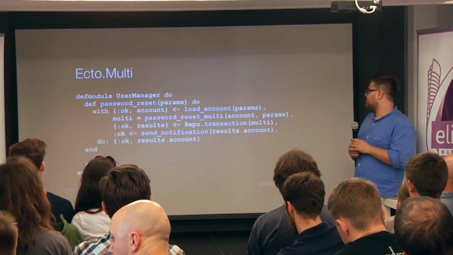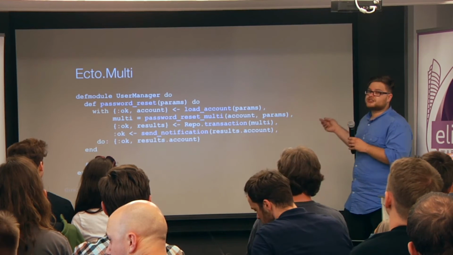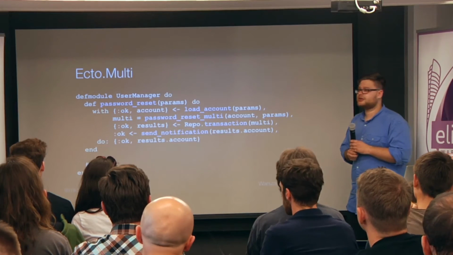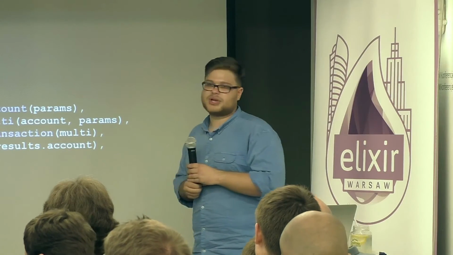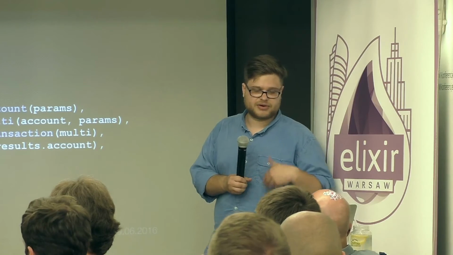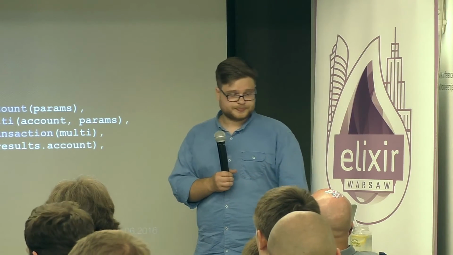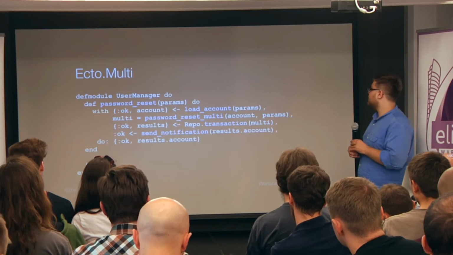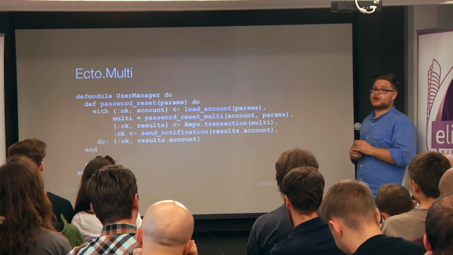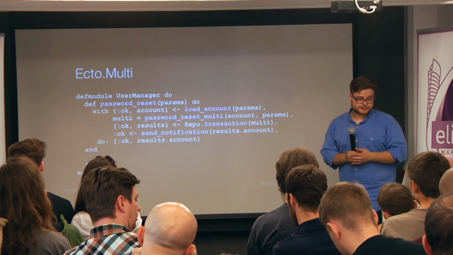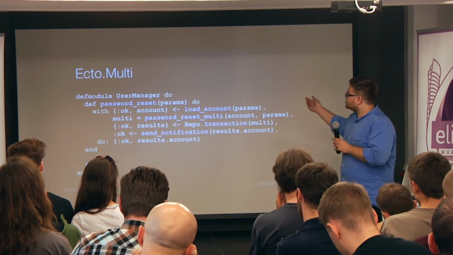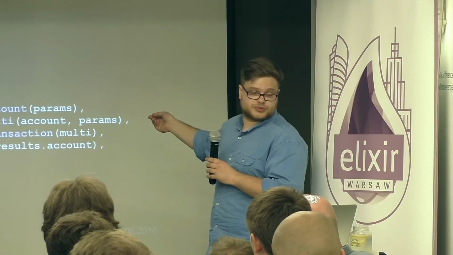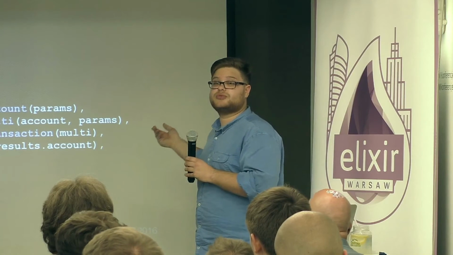Because without it, we would have, if the load account returned okay, we continue. Otherwise, we return the error. And then if the repo returned okay, we continue. Otherwise, we handle the error. And it becomes very repetitive and fits well with applications doing stuff in multiple steps where each of the steps can fail. So as we can see, after we loaded the account, we create the multi with the functions we saw earlier and pass it to the repo transaction.